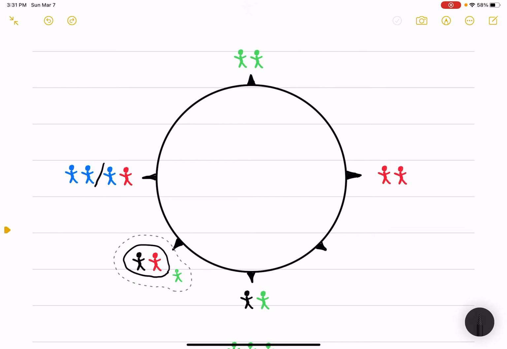Okay? So again, kninoites, hinoites, sninoites, acninoites.